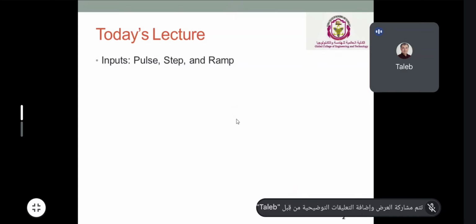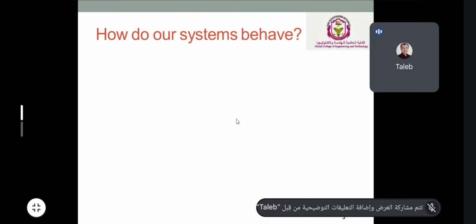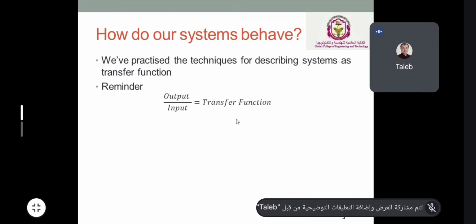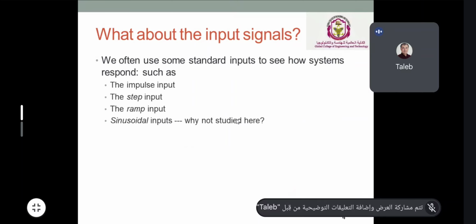So we will discuss first the input: what is the type of input, pulse, step, ramp, or sinusoidal, and then the response in time domain, that is the output of the system. And we have a small theorem, very simple, to find the final value of a system. As we know from the previous sessions, the transfer function is defined by the ratio of output to the input. So output equals input times transfer function. We know input, we know transfer function. Now we can multiply them with each other to find the output.